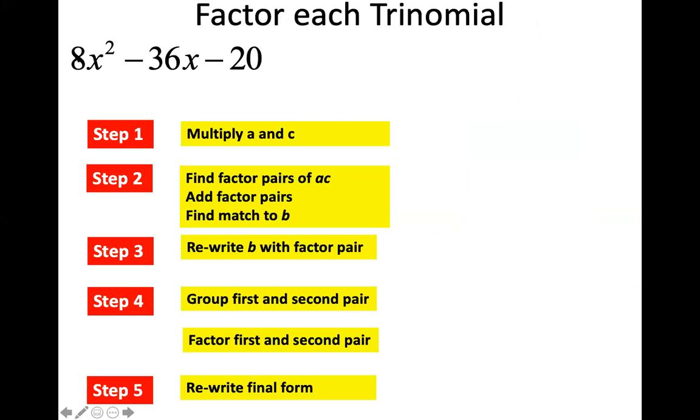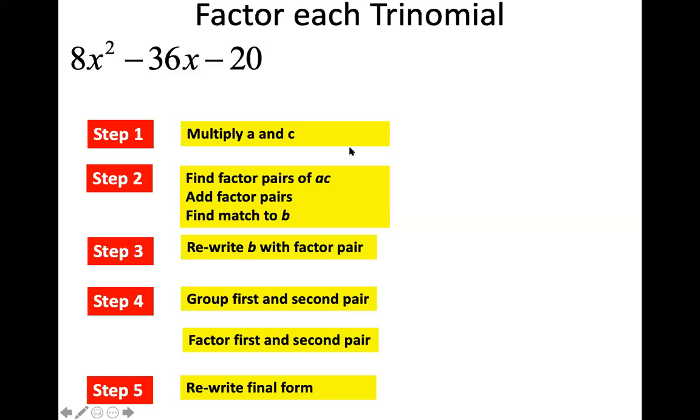Hey, look at this one. Notice if you didn't factor out a common factor, you'd be multiplying 8 times 20. That's 160. That number is huge to consider factor pairs. So absolutely 100% do this. What goes into 8, 36, and 20? Somebody. Biggest number.